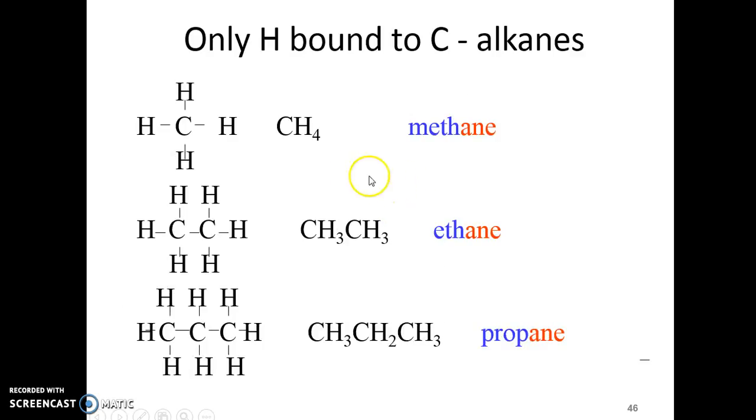So here are some examples. This is methane, because meth stands for 1. Eth stands for 2, and so we call this ethane. And prop stands for 3, so this is propane. Notice they all have A-N-E on the end, and that's indicative that it is an alkane. And so the ending on a name tells you what functional group it has, and the alkanes have no functional group.